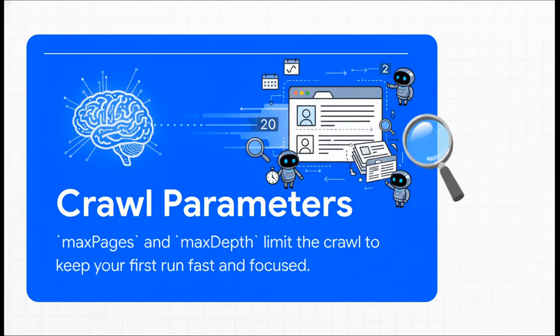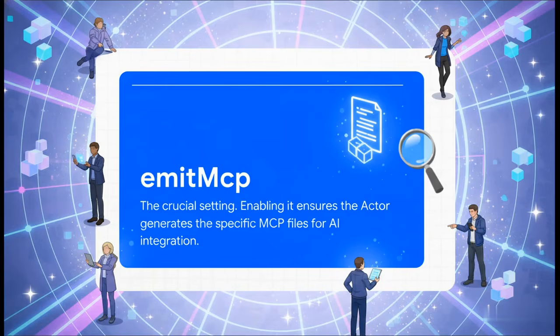And max depth of 2 tells it not to click more than 2 links deep from your starting page. This gives you a really good, high-quality sample without having to wait around forever. Now this emitMcp setting, this is the magic button. It's super important. When you turn this on, you're telling the actor, hey, don't just give me the data, give me that special instruction manual for the AI.